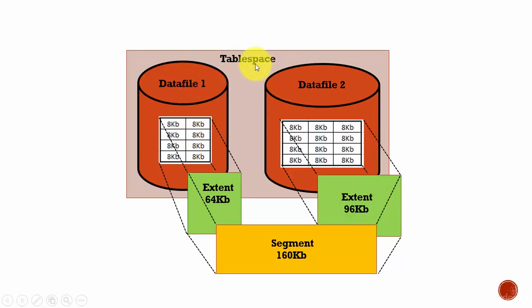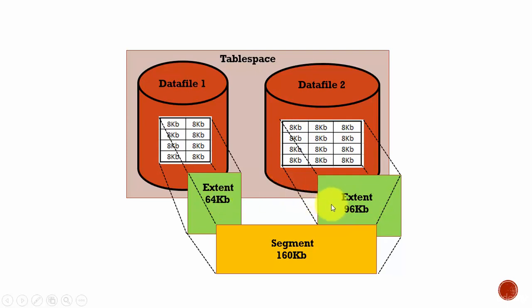You see here, this table space has data file 1 and data file 2, and a data file is comprised of data blocks. You see, each data block is 8 KB size, and a collection of contiguous blocks make up an extent. You see, the sum of all these 8 blocks is 64. So your extent is 64 KB. Similarly, here data file 2 has 8 KB blocks, and a set of contiguous blocks make up an extent. If you sum all these blocks, the size is 96 KB.